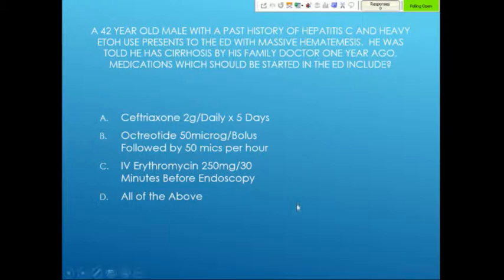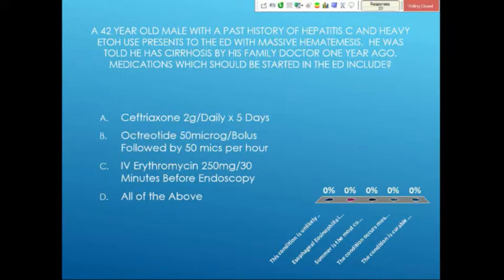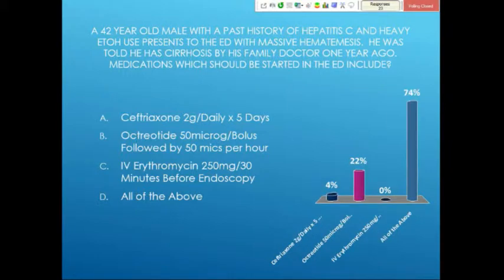So your next question is, a 42-year-old male with a past history of hepatitis C and heavy alcohol use presents to the ED with massive hematemesis. He was told he had cirrhosis by his family doctor 1 year ago. Medications which should be started in the ED include ceftriaxone 2 grams a day for 5 days, octreotide 50 microgram bolus followed by 50 mics per hour, IV erythromycin 250 milligrams 30 minutes before endoscopy, or all of the above. Okay, most people feel all of the above, and I would say that the correct answer is all of the above.